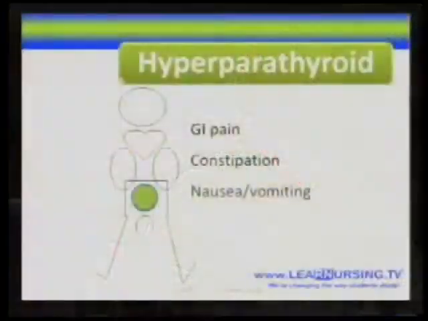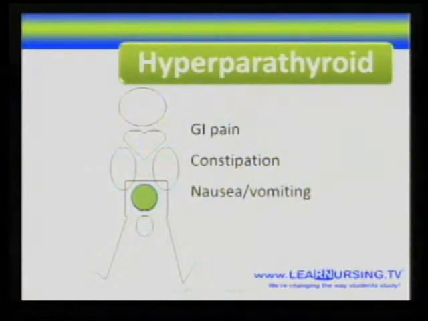Look at the GI system. It doesn't go well for hyperparathyroidism either, does it? You've got pain, constipation, and nausea and vomiting. Here's something that's unusual, though. You end up with hyperparathyroidism, end up with extra calcium. That can give me issues with kidney stones. Anyone ever had a kidney stone? They're amazing. ER nurses can spot them a mile away, can't they?